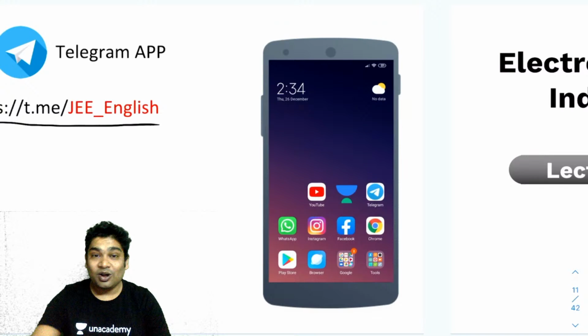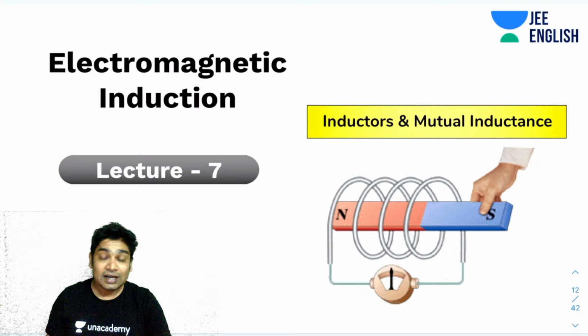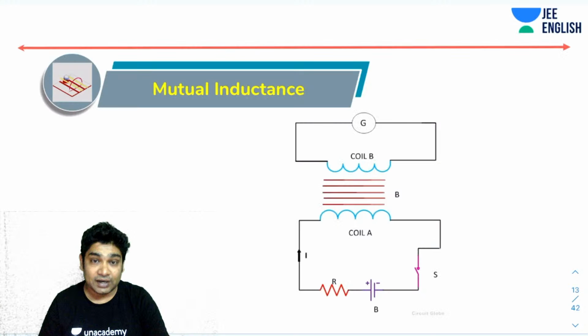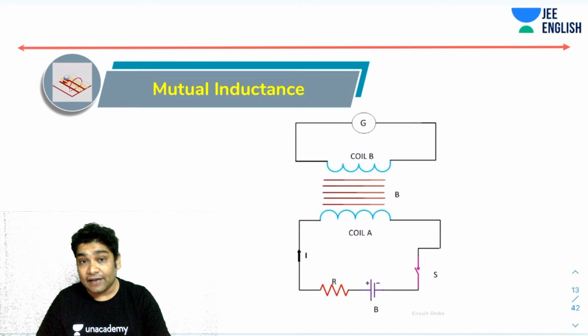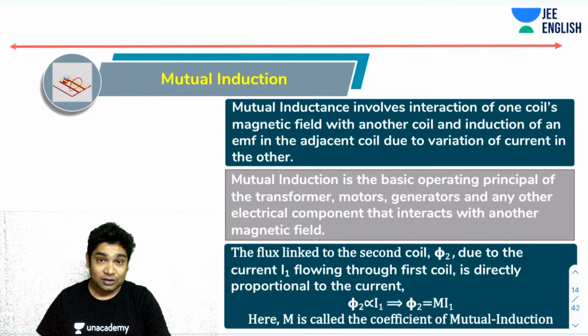All right, so why don't we get started with today's discussion? So today, as I said, we will continue our discussion of inductors and we'll also talk about mutual inductance. In the last class, we had started the discussion over mutual inductance. We'll carry forward from there. So we had defined that mutual inductance involves interaction of one coil's magnetic field with another and results in induction of an EMF in one coil when the current through the other coil is changed.